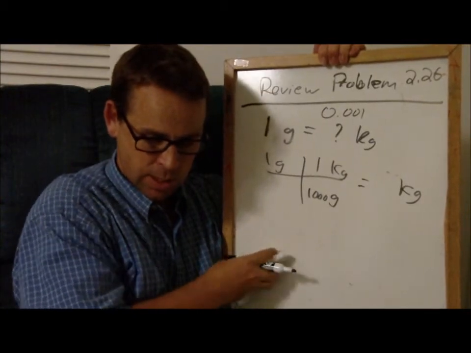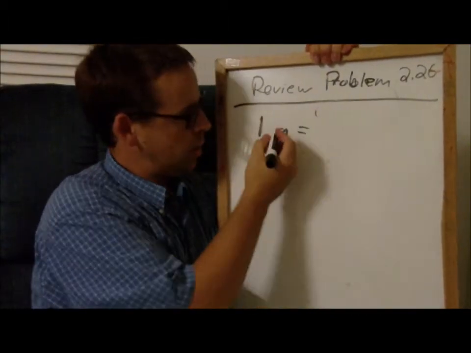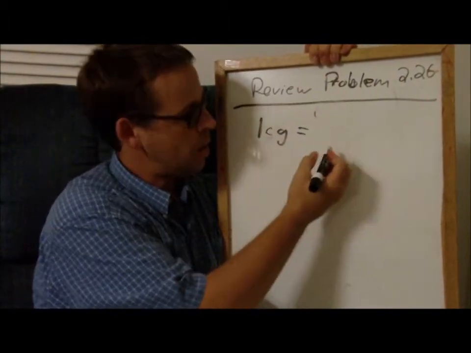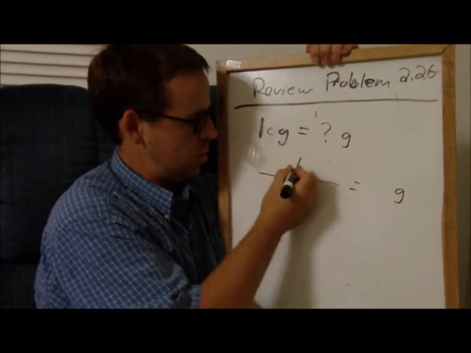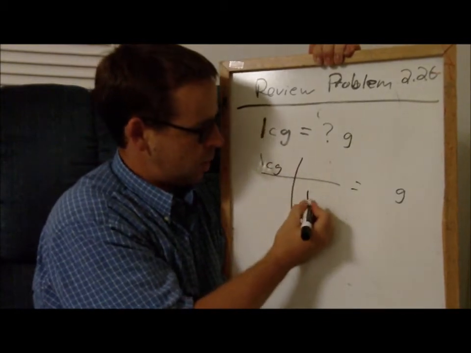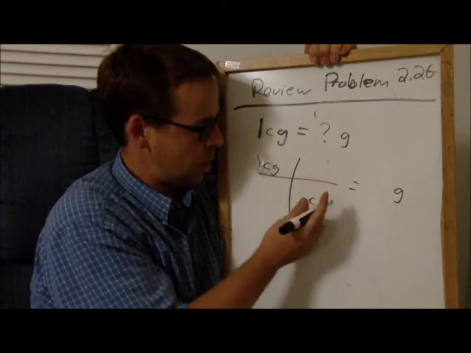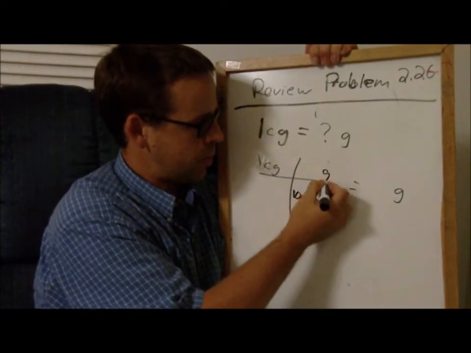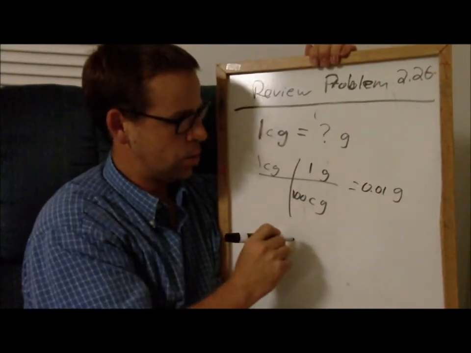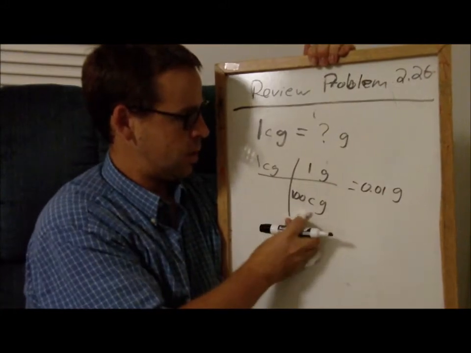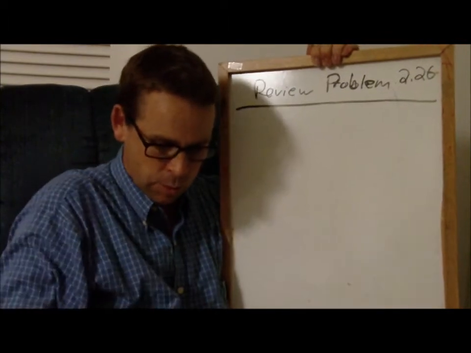F, centigram in 1 gram. If I have 1 centigram, how many grams is that? We would like to know how many grams are in 1 centigram. Well, a centigram is cent, like century, 1/100. So sorry, there's 100 centigrams for every gram. So 1 divided by 100, 0.01 grams for every 1 centigram. All right, that's problem 2.26.